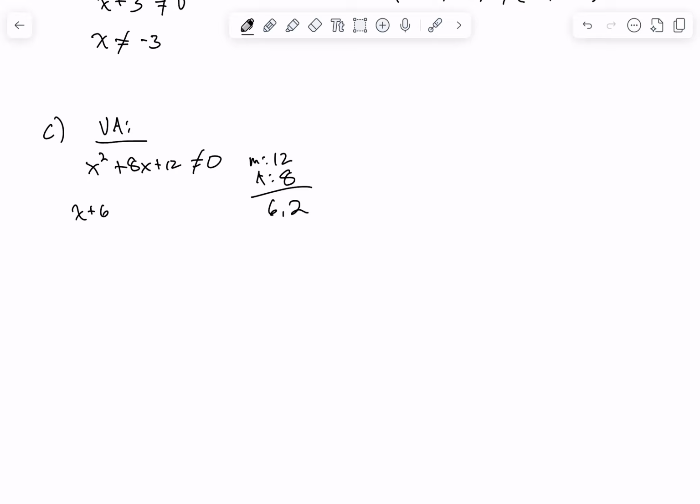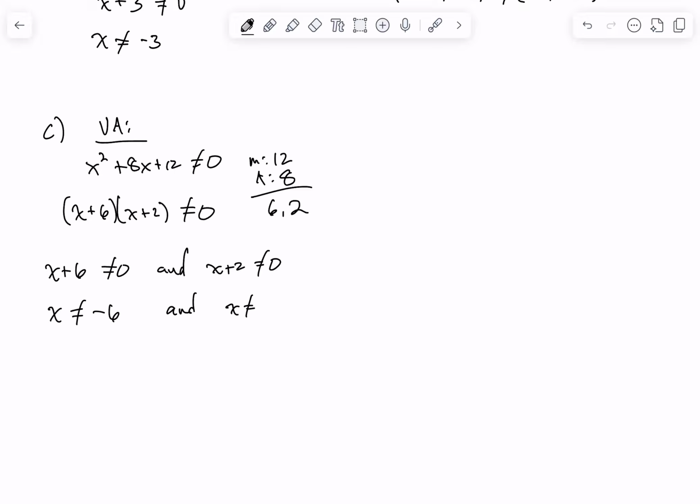And so you're going to have x plus 6 times x plus 2 can't equal 0, which means x plus 6 can't equal 0 and x plus 2 can't equal 0. Okay, so x can't be negative 6, and x can't be negative 2. So that means the domain, again, x can be a part of the real numbers except for negative 6 and negative 2.